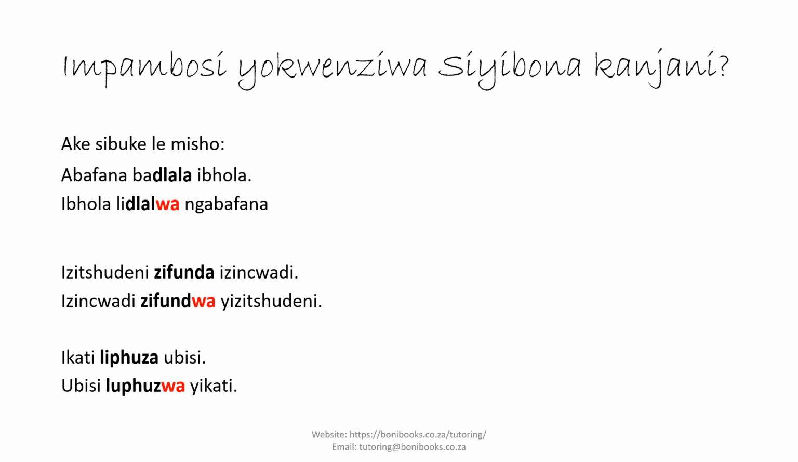Okay, let's look at these sentences now. Impambosi Yokwenziwa siyibona kanjani? I want to work with these sentences so that you can see it in context. Abafana badlala ibhola. That's a simple sentence. Kodwa mase sithi ibhola lidlalwa ngabafana. So now we can see dlala becomes dlalwa. Izitshudeni zifunda izincwadi, izincwadi zifundwa yizitshudeni. Ikati liphuza ubisi, ubisi luphuzwa yikati. So what are we noticing from all those verbs? Dlalwa, fundwa, phuzwa, and that is what happens when you do impambosi yokwenziwa. Khombisa ukuthi ke uyenziwa leyo nto leyo.